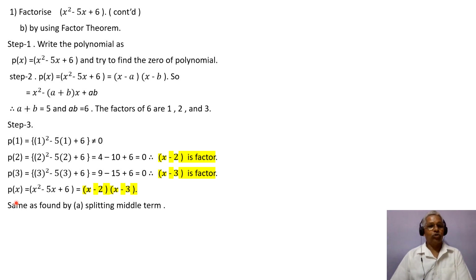So these are the two factors: x minus 2 and x minus 3. So a is 2 and b is 3. This is called the factor theorem. It's very, very important. We'll learn the application of this in the further part of this.